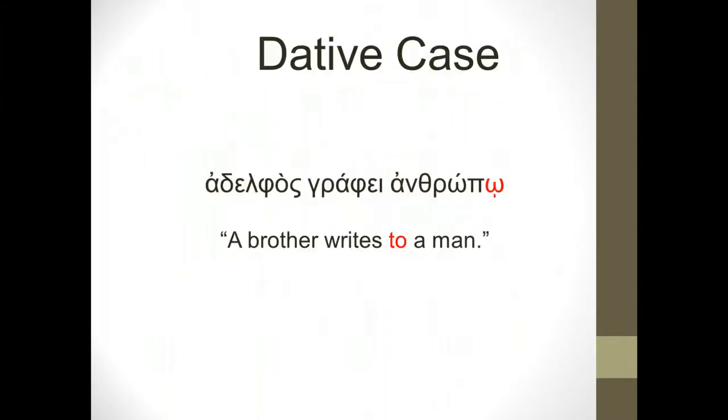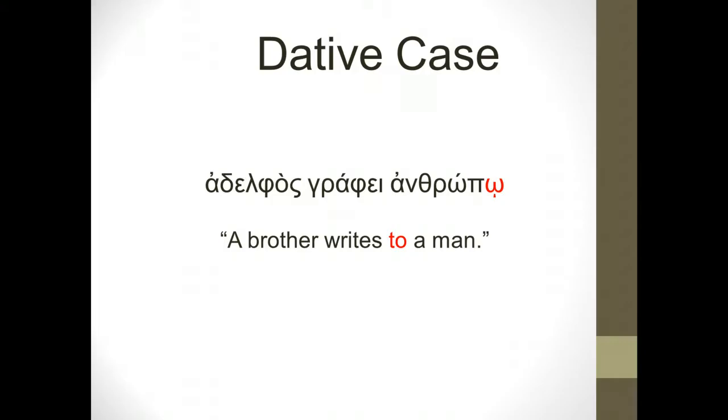Here's an example of a sentence. Adelphos graphae anthropo. A brother writes to a man. Again, adelphos, I know from that omicron sigma ending that that is a nominative ending, so I know that that's my subject. Anthropo at the end, I happen to know that that omega with the iota subscript under it indicates to me that it is the dative ending. So I know that a brother is doing something to, with, by, or for a man. Remember, you want to add those words in for the dative.